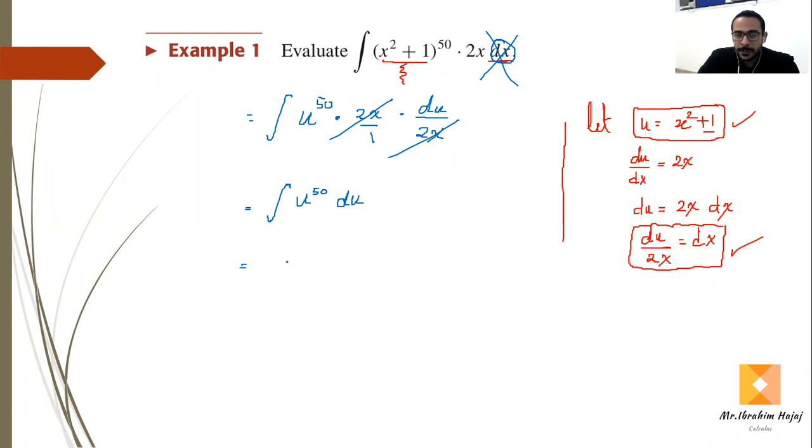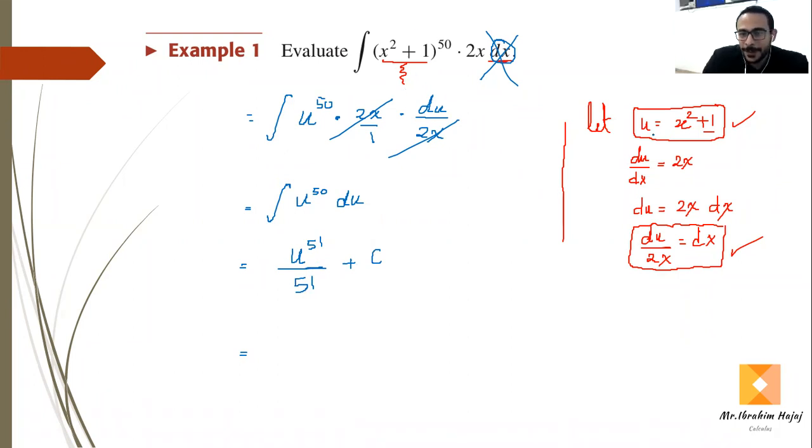So it's simple now, guys. Let's add 1 to 50. It's going to give us 51 over the new exponent, 51, plus the c. The final step is to return back everything in its original place.